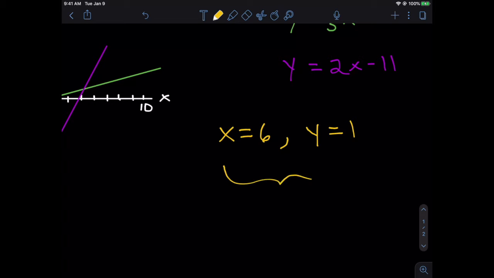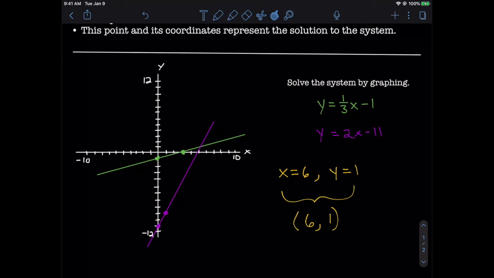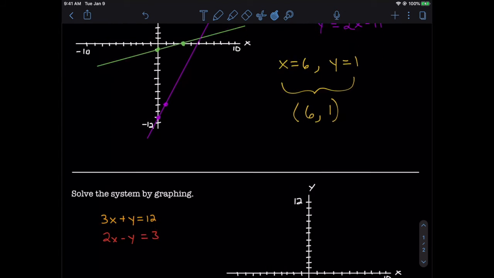Oftentimes, we will see our answers written as a coordinate pair. In this case, that's going to be (6, 1). And that's all she wrote for this problem. So the steps are simple. Graph your two lines, look for the point of intersection, move on with your life.